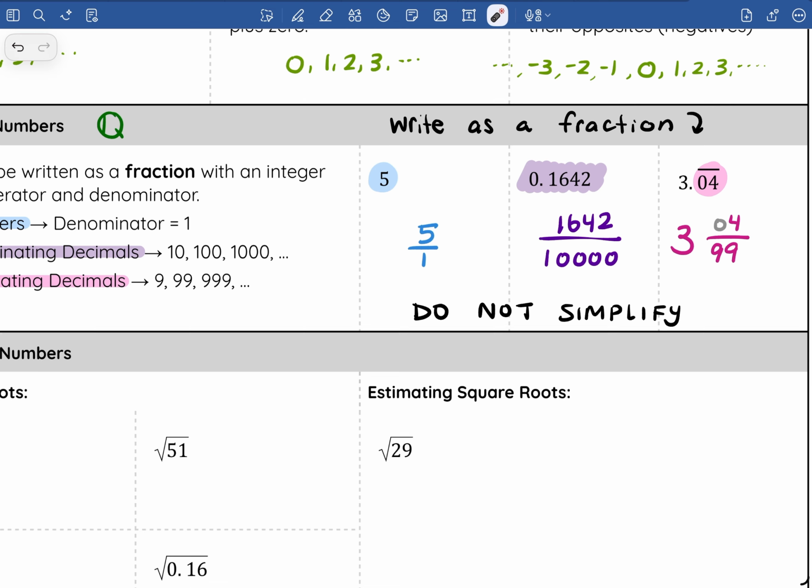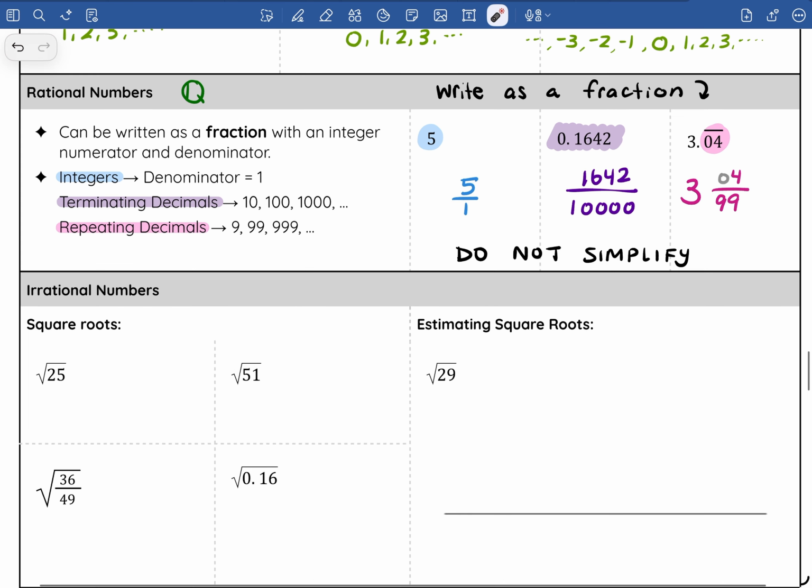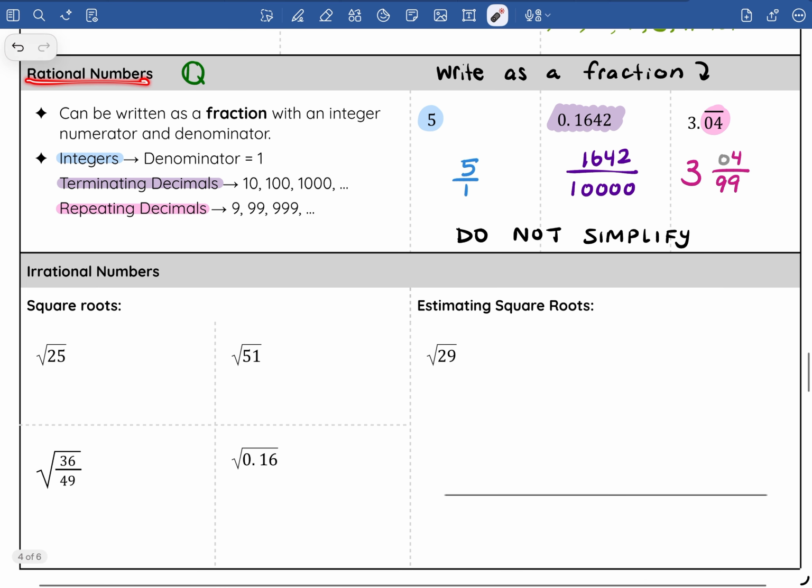Yeah, so if there was a 3 here, then we would put a big 3 here. Or if there was a 10, we would put a 10. Yeah, absolutely. Great question. Any other questions so far? To show that it's rational.